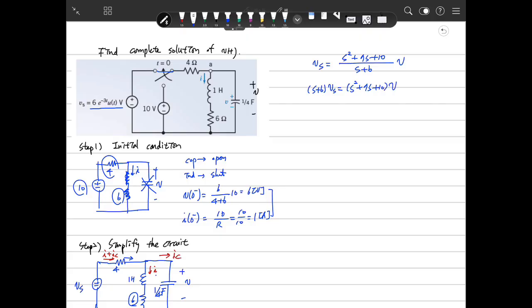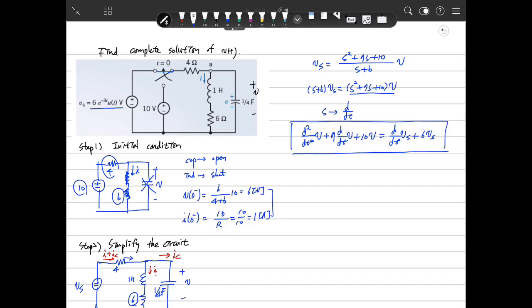Then we change s to d/dt. Then we replace here. Then d squared V/dt squared plus 7 dV/dt plus 10V will be dVs/dt plus 6Vs. That is the target, the second order differential equation form here.